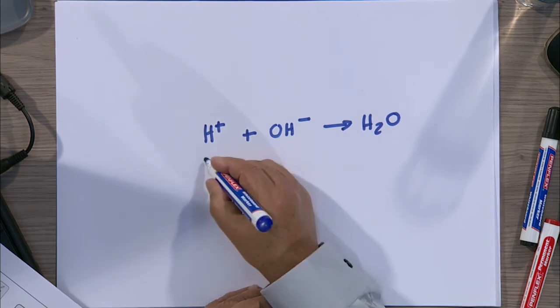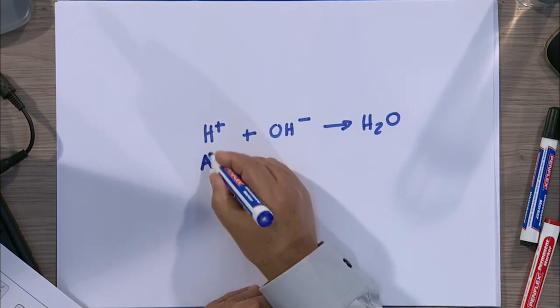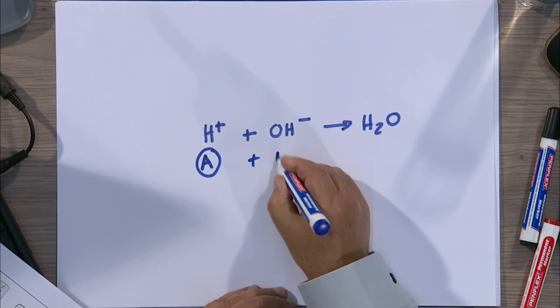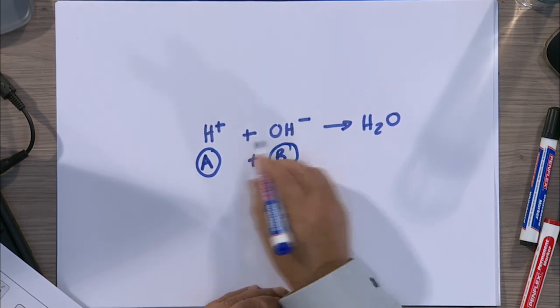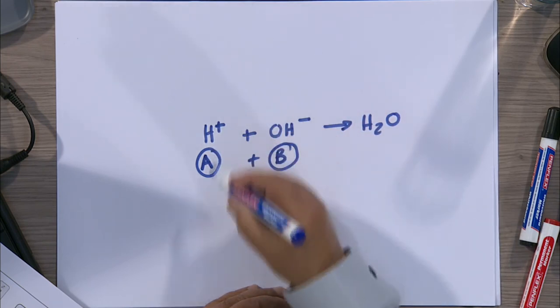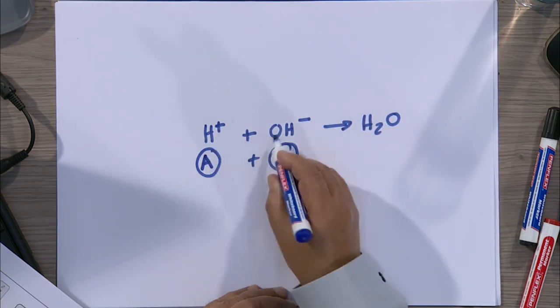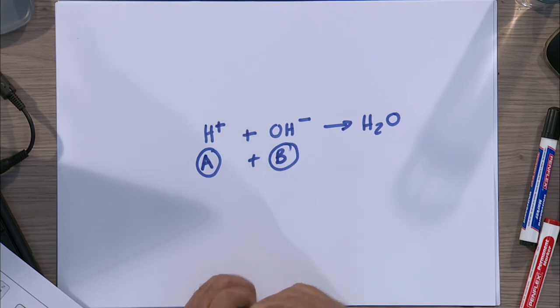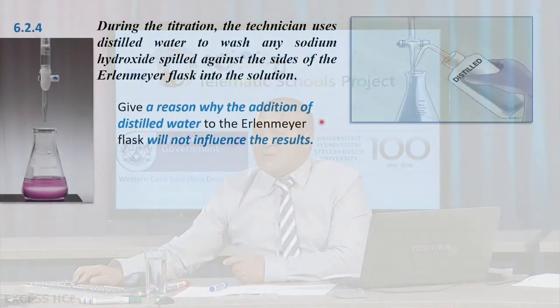Now when I add an acid, I use an A here for acid, plus a base, then I form water. So if I add water to this, this will not affect this, because water can't change this. Are you getting the idea? Water can't change that. And that's the reason I had to give here. So what reason do I give?